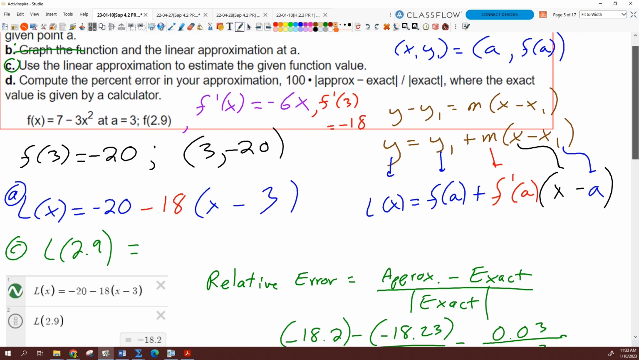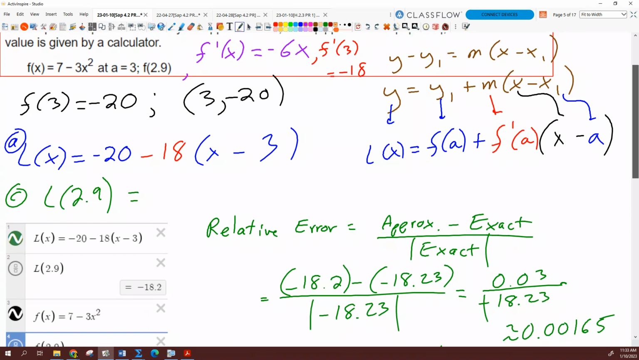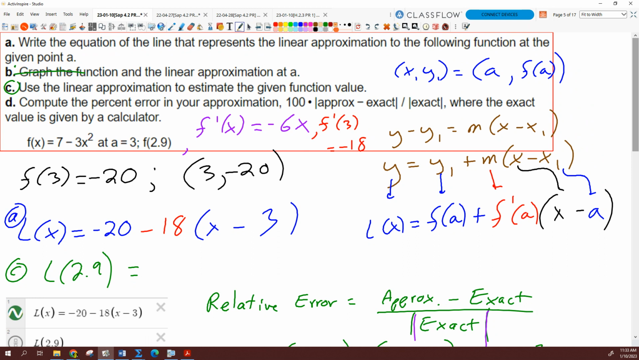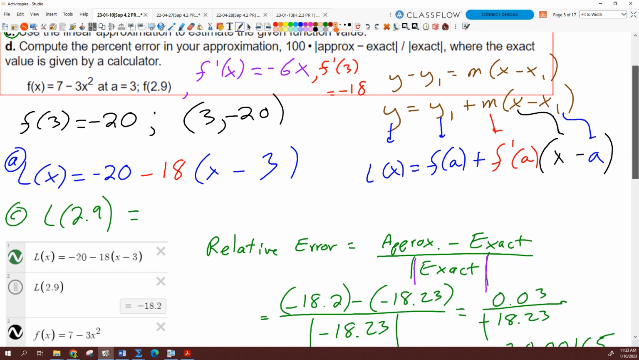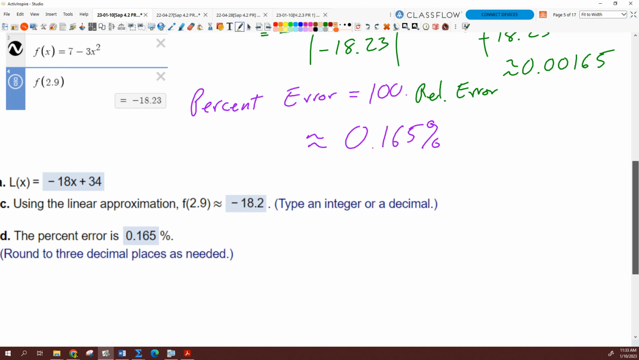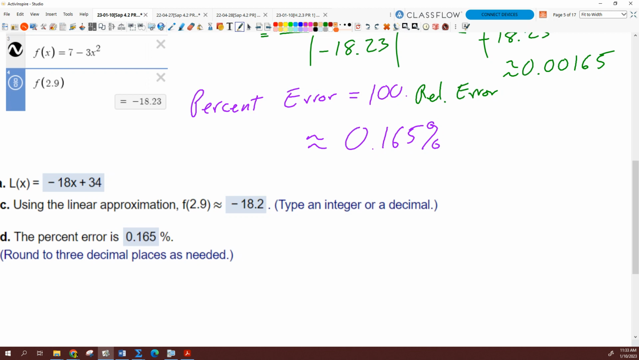Make sure you don't forget those absolute value bars. And of course, if you include absolute value bars in the top, you're just always going to get back a positive number as well, right? So this doesn't tell you if you overshot or undershot. This tells you the percent by which you were off. Okay, and that's what we got, right?